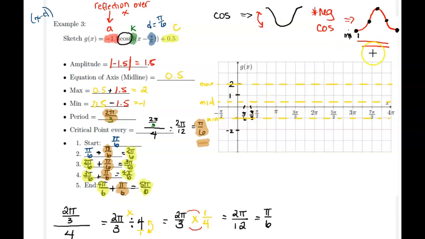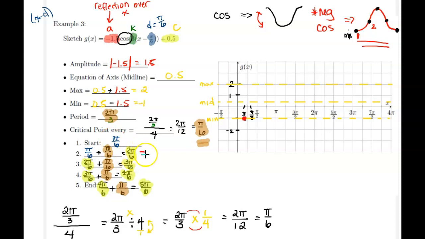I'll do it in red because now we're dealing with a negative. Pi over 6 at my minimum. We are right here. That's my first critical point. Red. My second critical point is at my midline. And my second critical point is this.